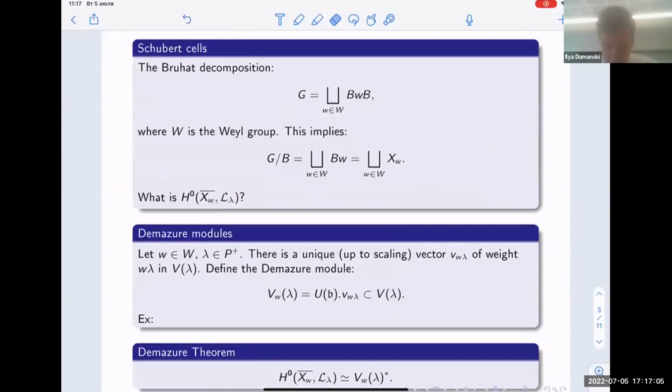Now, what we have for our group G is also the Bruhat decomposition. That is, if we consider left and right B actions on G, these double orbits are actually parametrized by the elements of the Weyl group. That is a finite group. In case of SL_N, that is just a symmetric group. And of course, this implies that if we consider the left B action on the flag variety, then its orbits are parameterized again by the elements of the Weyl group. And that is what are called Schubert cells. And we call the closure of a Schubert cell the Schubert variety.